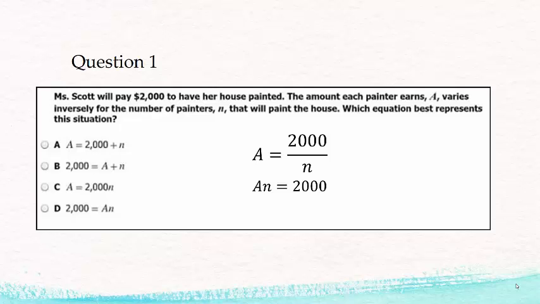Because they're multiplied together like that, if one goes up, the other goes down, and that's a key to inverse variation. If one variable increases, the other one decreases, which is the opposite of direct variation, where if one variable increases, the other one increases. Alright, so there's the answer.